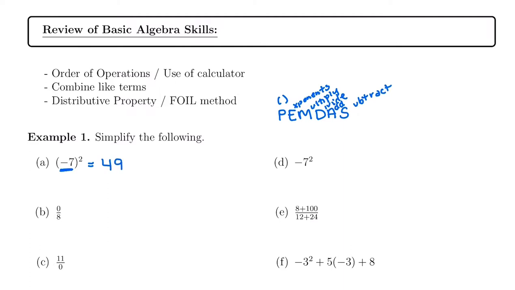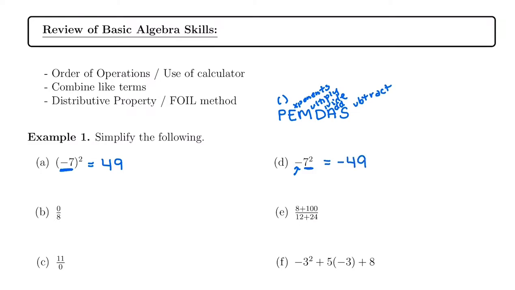So we're going to work with what's inside the parentheses first. That's different from this negative out front of 7 squared. In that case, we would do exponents first before we multiply by -1. So we're going to start with exponents. 7 squared is 49, and then it is getting multiplied by that -1 out front. So 49 times -1 is going to give us -49.